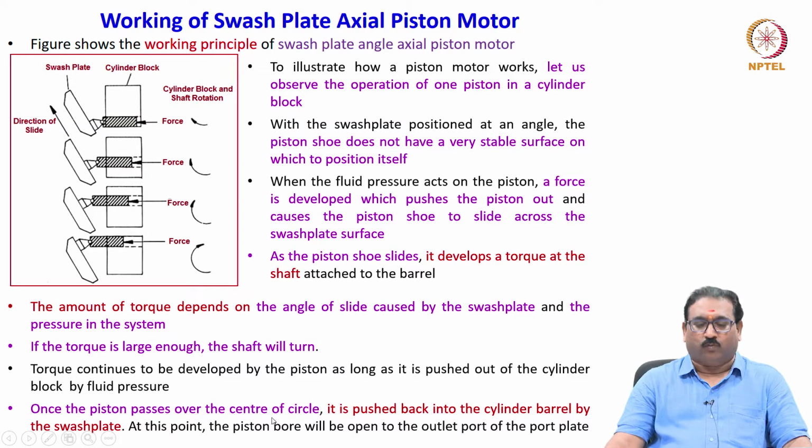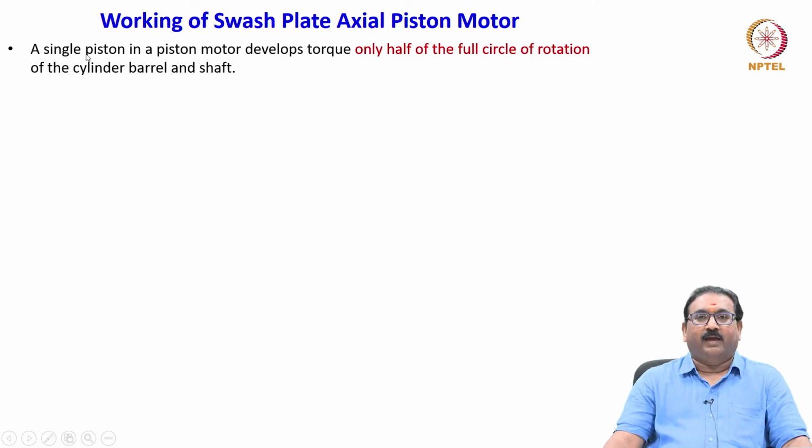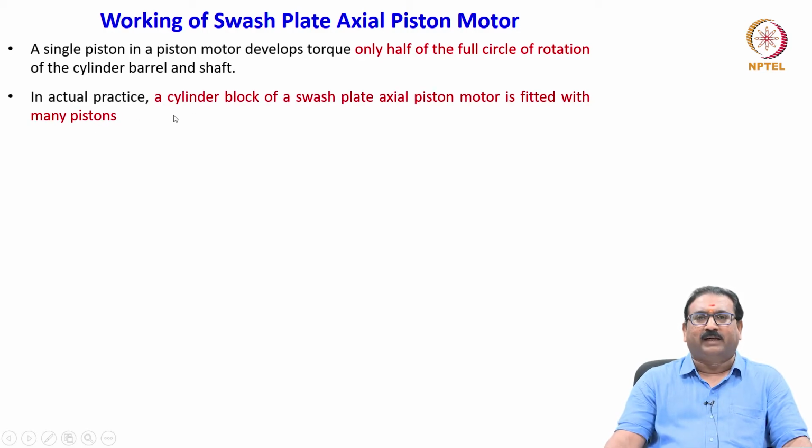Once the piston passes over the center of the circle, it is pushed back into the cylinder barrel by the swash plate. At this point, the piston bore will be open to the outlet port of the port plate. A single piston in a piston motor develops torque only for half of the full circle rotation of the cylinder barrel and shaft.